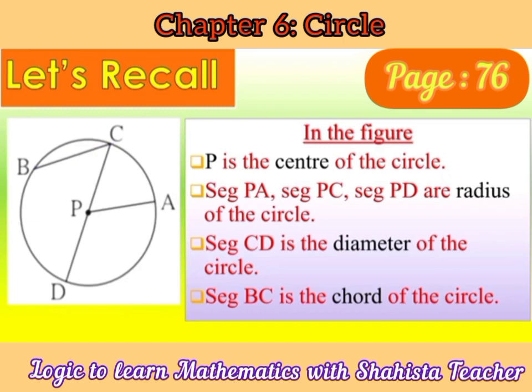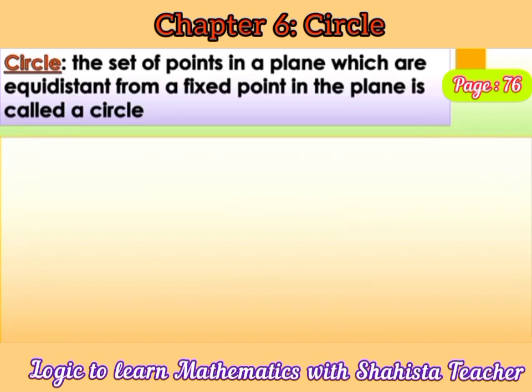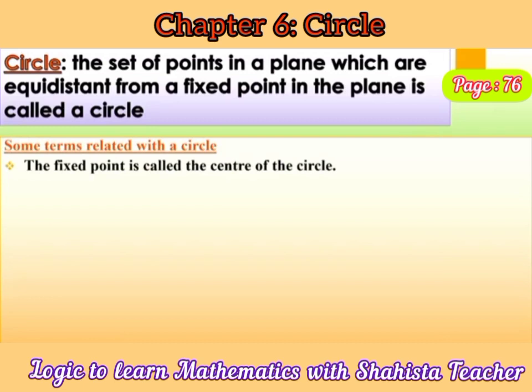Now let us understand a few terms. First, understand the meaning of circle. The set of points in a plane which are equidistant from a fixed point in the plane is called a circle. Now a few related terms with a circle. First, the fixed point is called the center of the circle.